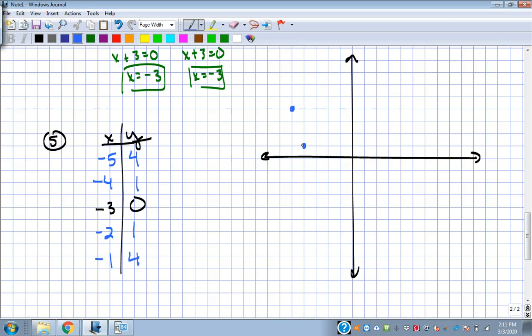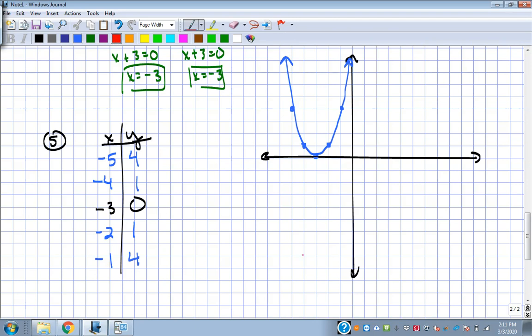-4, 1. -3, 0. -2, 1. -1, 4. And I draw a nice looking parabola through those dots. And I didn't do a very good job there. I'll do better. That's pretty stinking good.